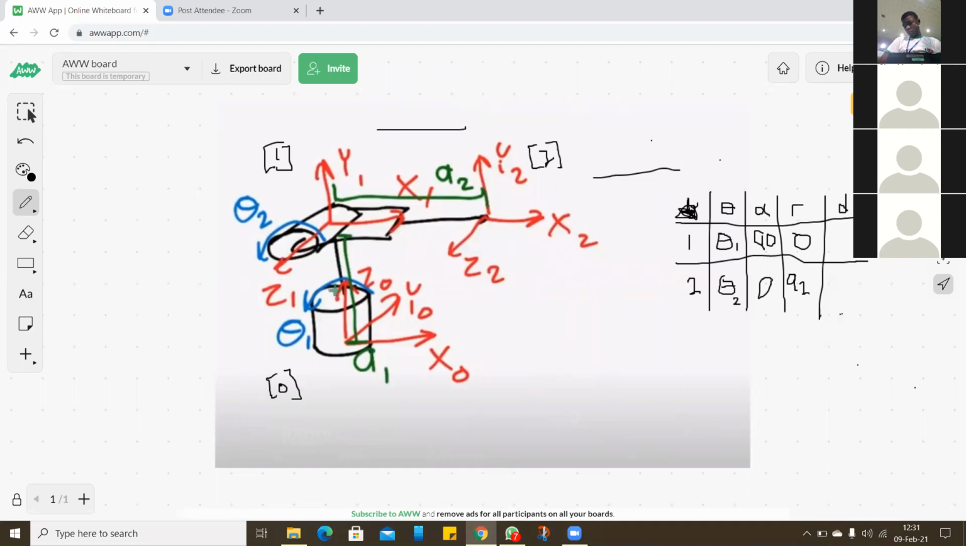This one is the displacement between this and this in the next axis, not the previous axis. This one is the displacement between this and this in the previous axis. What's the displacement between frame 0 and frame 1 in the previous axis, which is the z previous axis? Please, who can tell me what that displacement is? A1.